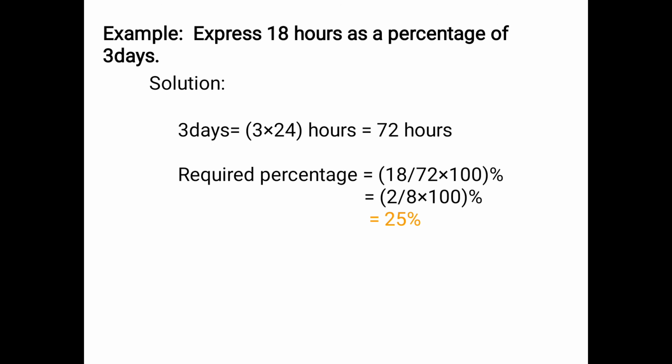Required percentage is equal to, what percentage do we need to find? What percentage is 18 hours out of 3 days? So 18 by 72 into 100. In the 9 table, 18 is 2 times, and 72 is 8 times. So 2 by 8 into 100. If you simplify, we get 25 percentage. So 18 hours as a percentage is 25 percentage.